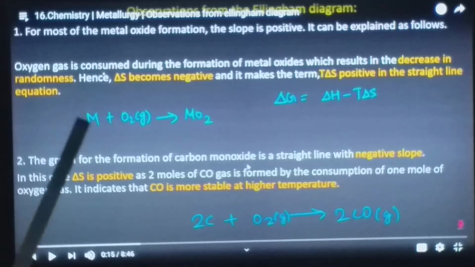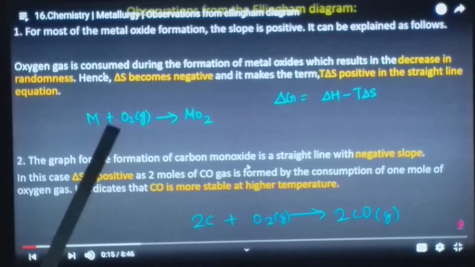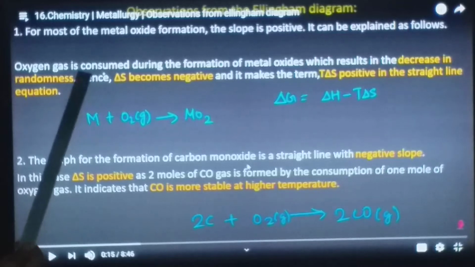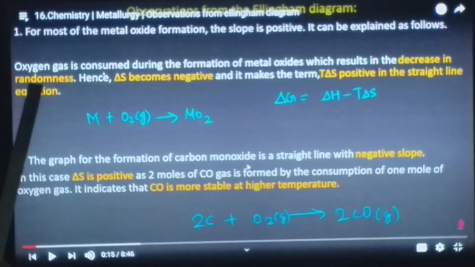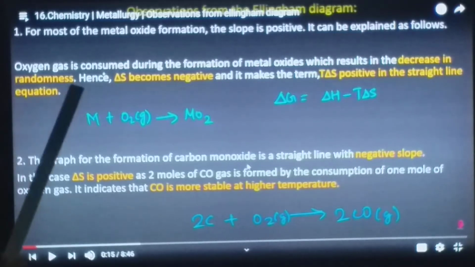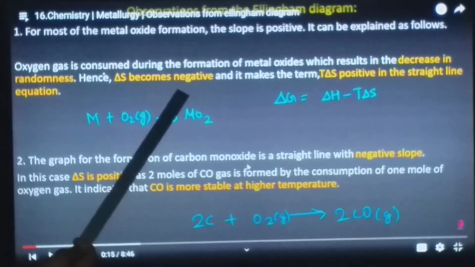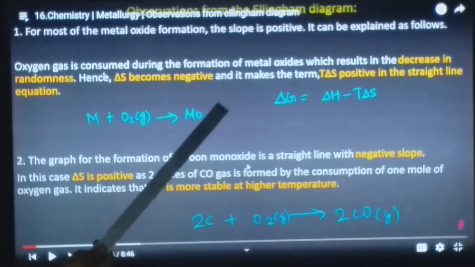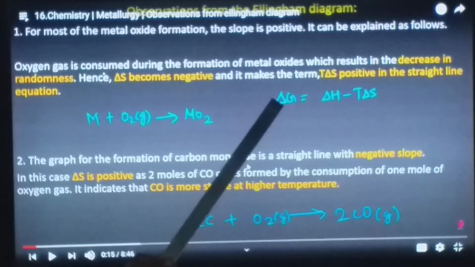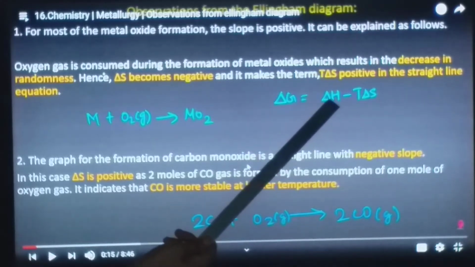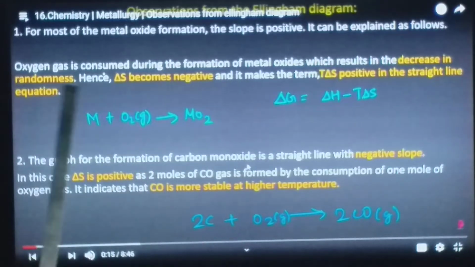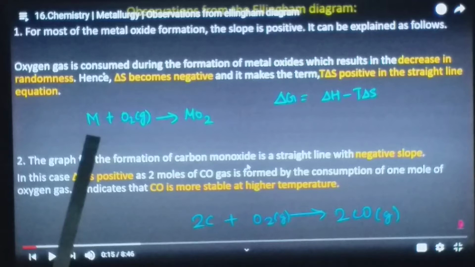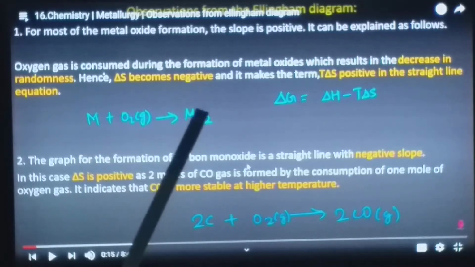Oxygen gas is consumed because all metals consume the oxygen to form metal oxide. So oxygen gas is consumed during the formation of metal oxides, which results in a decrease in randomness. Decrease in randomness means the entropy decreases, del S becomes negative, and it makes the term T into del S positive in the straight line equation. See, del G equals del H minus T into del S. The oxygen is fully consumed by the metal, so the entropy decreases with the formation of metal oxide.